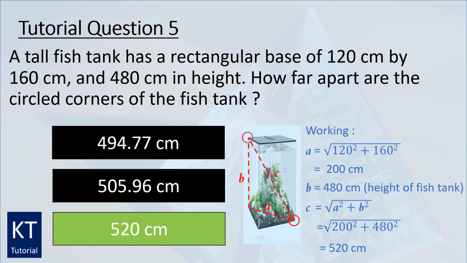You start by imagining a right-angled triangle with its hypotenuse C being the line joining the two circles. The base of this triangle A is then calculated using the Pythagoras formula from the tank base length and width components. With B being the height of the tank, you can apply Pythagoras formula again to get to the answer.